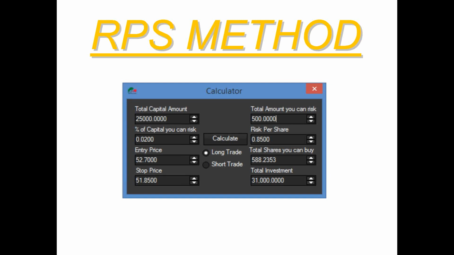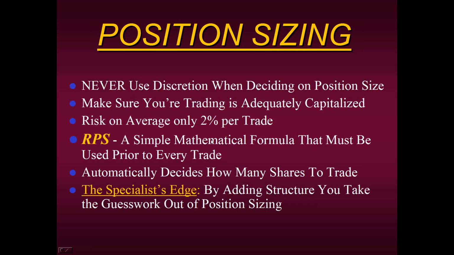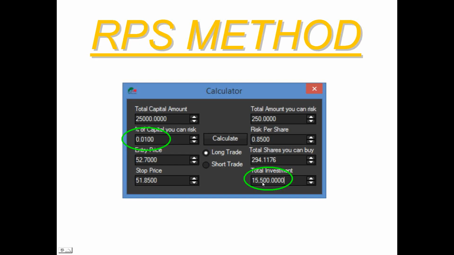So all you have to do is simply go down on your risk capital amount. If your total investment exceeds your capital amount, then decrease this down to 1%. And now, with the same parameters, buying and stop placement, all you have to do is calculate, and it will give you the proper investment, which is 15.5. And you can buy now 294 or 300 shares. So you can still be in the trade, but now your risk parameters are less. That's all.